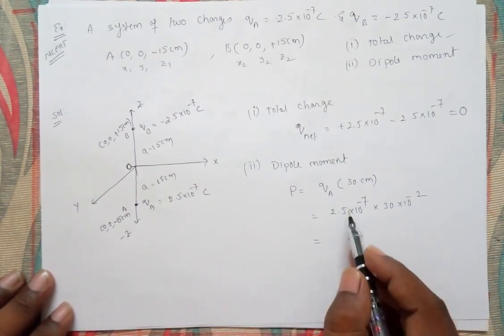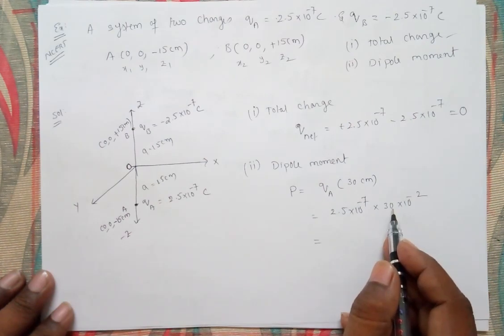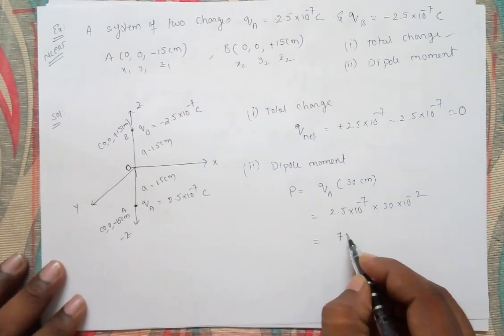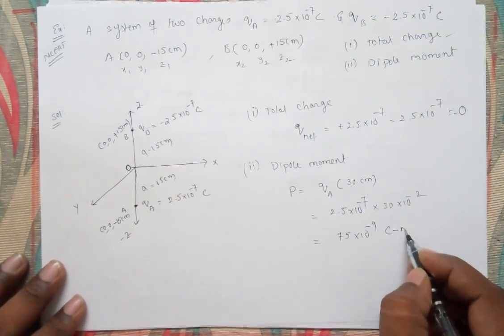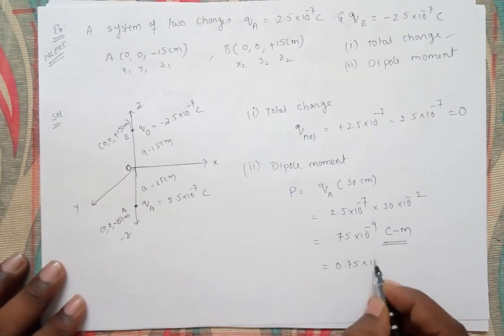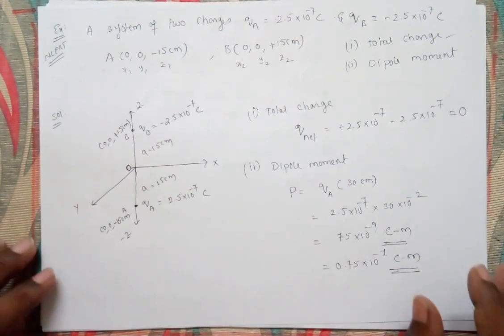Then you will get 0.75 into 2.5, no, here 75 will come. 75 into 10 raised to minus 9 coulomb meter. Or else you can also write 0.75 into 10 raised to minus 7 coulomb meter. This is the dipole moment.